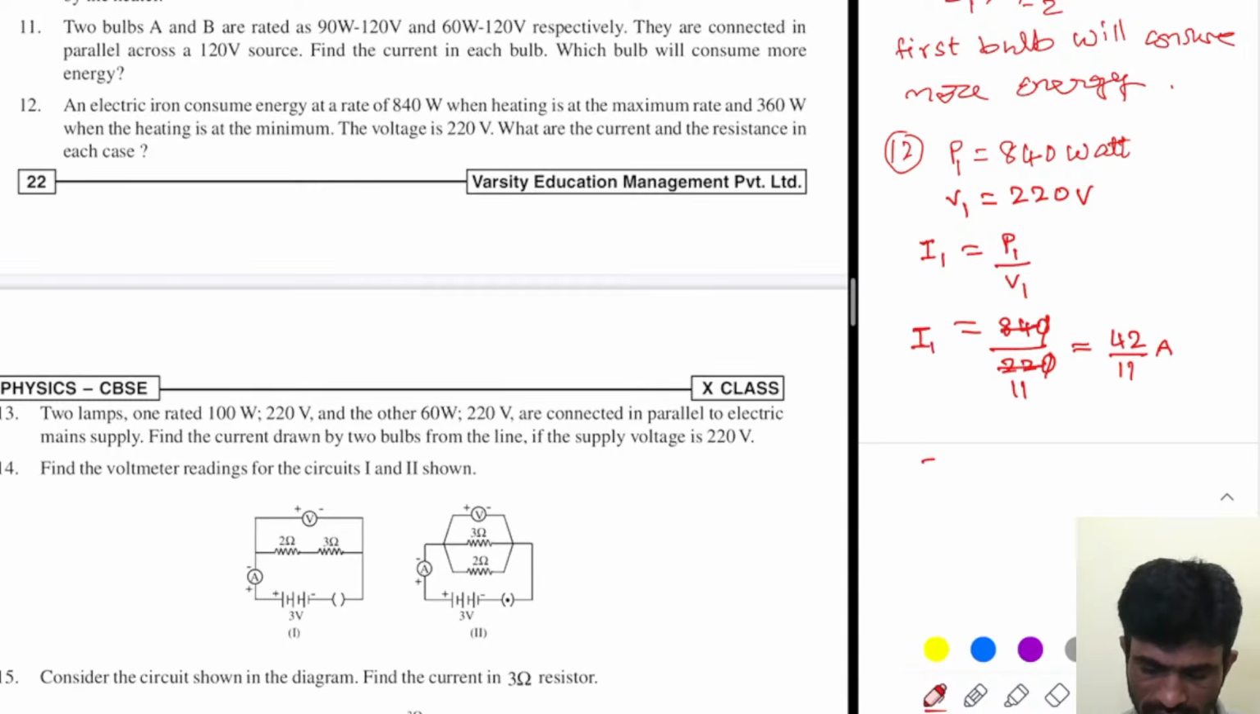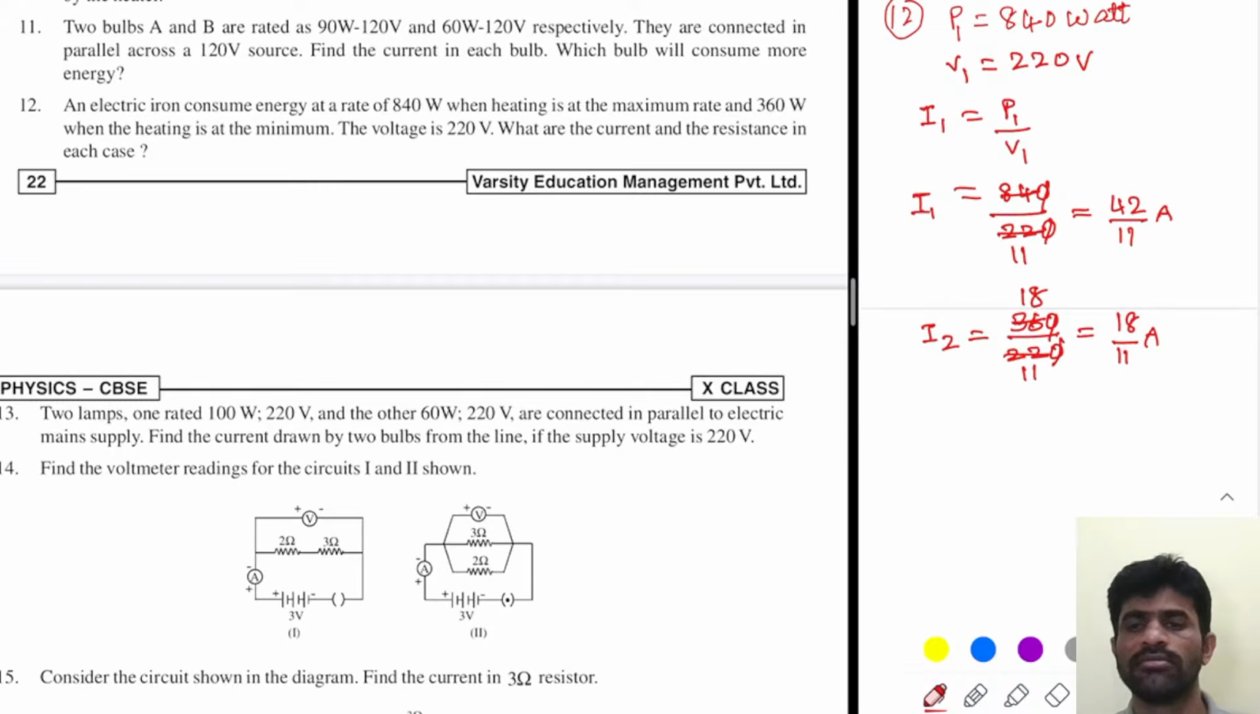Now coming to I2, the current in the second case: power is 360 watt by voltage, 220 volt only. The zeros cancel. Again if you cancel by the 2 table, 2 elevens are 22, 2 eighteens are 36. So it is 18 by 11 amperes. This is the current in both the cases. Current in the first case is 42 by 11 amperes, second case 18 by 11 amperes.